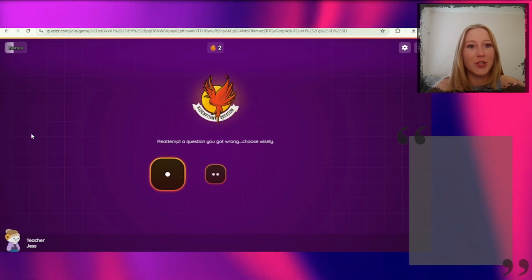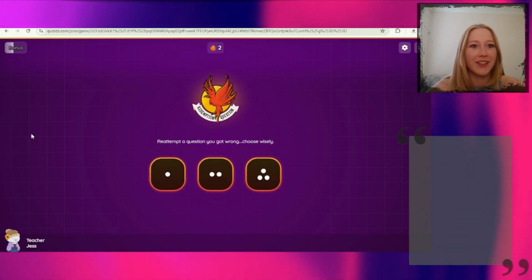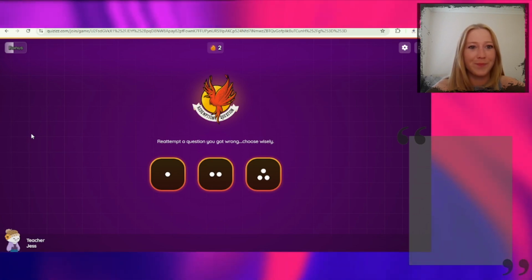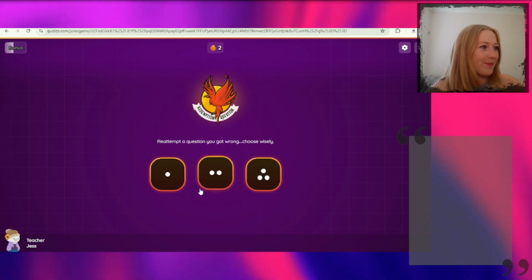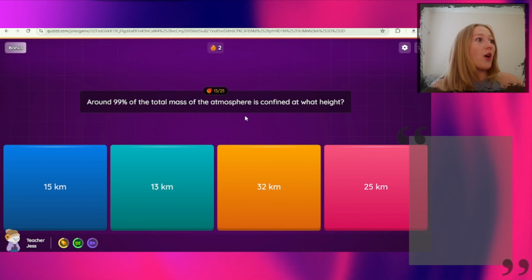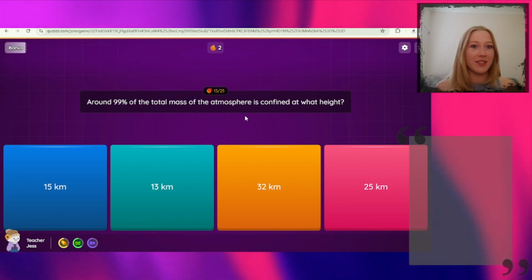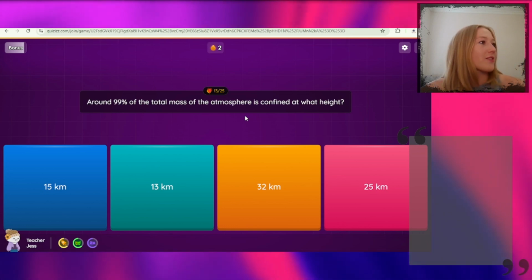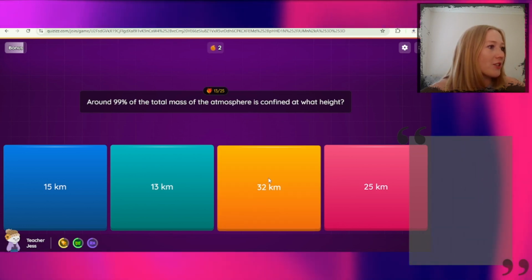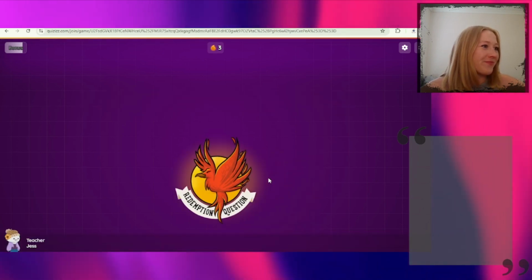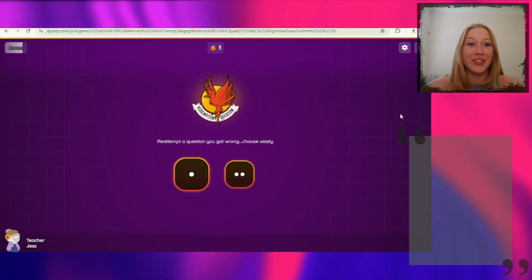Okay, another redemption question. One, two, or three? I feel like I had decent luck with two last time. Should I do two again? Do two again. Okay, wait, this was 32 kilometers, if I remember correctly. 99% of the total mass of the atmosphere is within 32 kilometers. Yes. Oh, I get another redemption question.